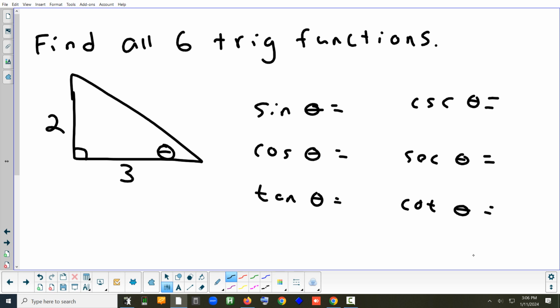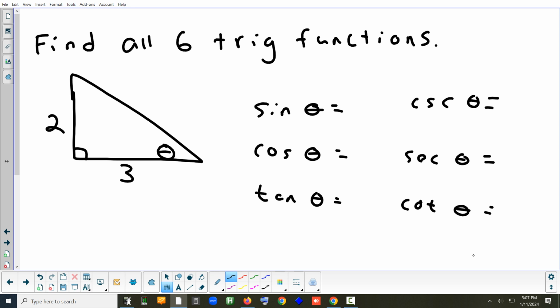All right, so this one says we want to find all 6 trig functions. Be careful when you read it. It's not saying to solve for theta. That's not what it wants to know. It wants to know all the trig functions of theta. In order to find all 6, there's something we need to figure out first. Do you know what we're missing? Yep, we need the hypotenuse.